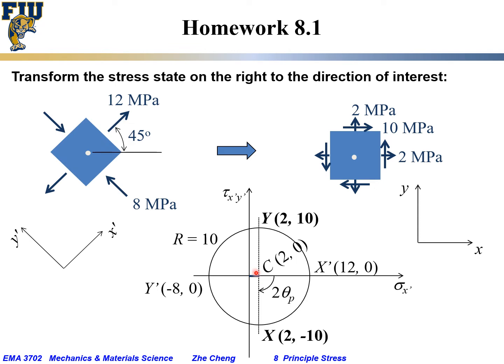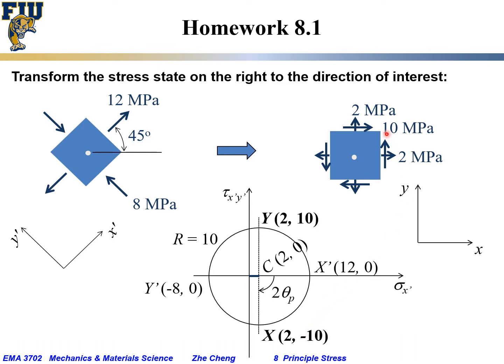Okay, so now we know the x and y points. The x point on the Mohr circle represents the horizontal axis, and of course this is 2, so here we should have 2, and the shearing stress should be 10, but which direction? It's minus 10. Remember the Mohr circle convention.